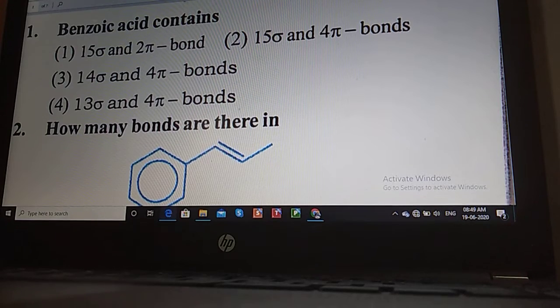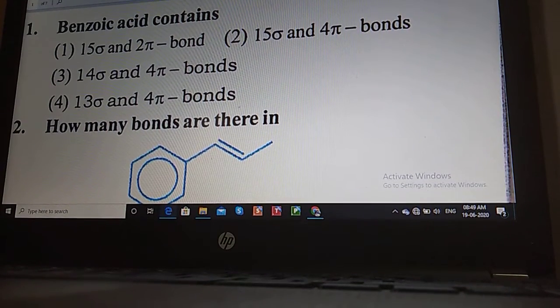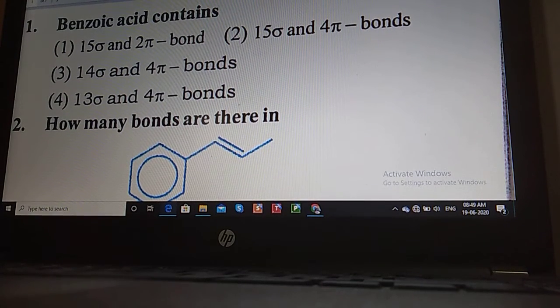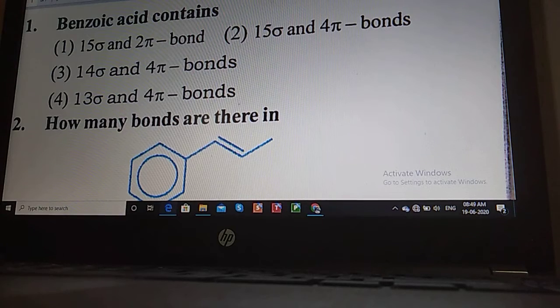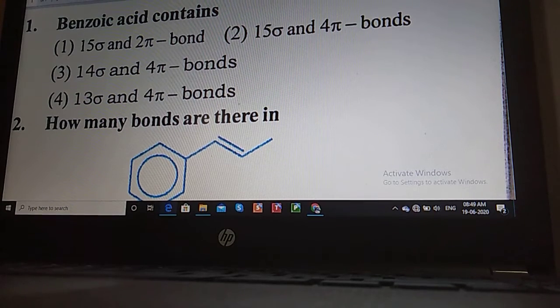Today I'm going to solve a problem from the chemical bonding chapter, which was asked in today's evening test. Problem number one: benzoic acid contains which of the following? 15 sigma bonds and 2 pi bonds, 15 sigma bonds and 4 pi bonds, 14 sigma bonds and 4 pi bonds, or 13 sigma bonds and 4 pi bonds.